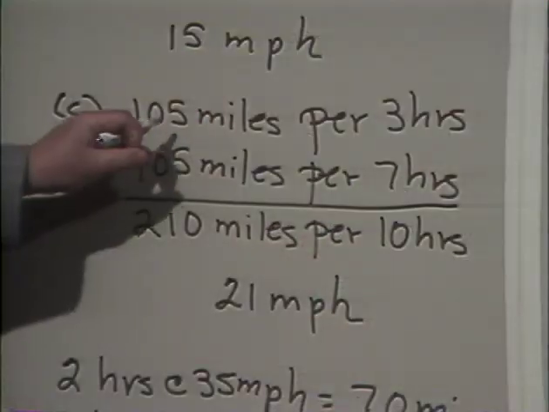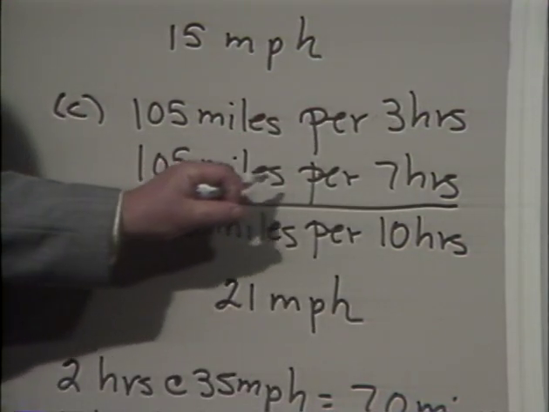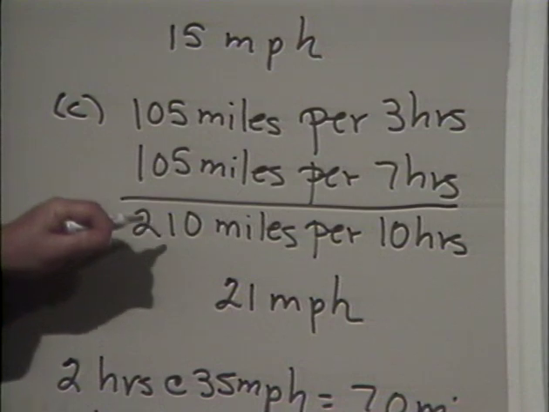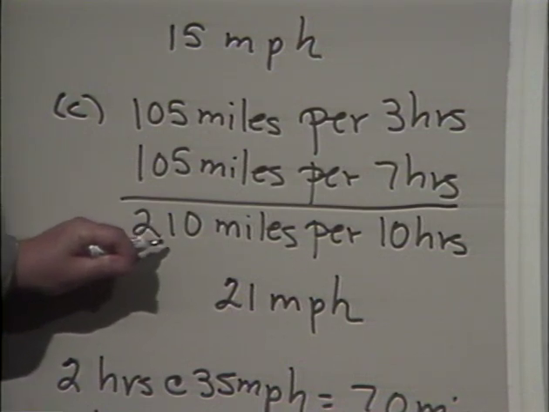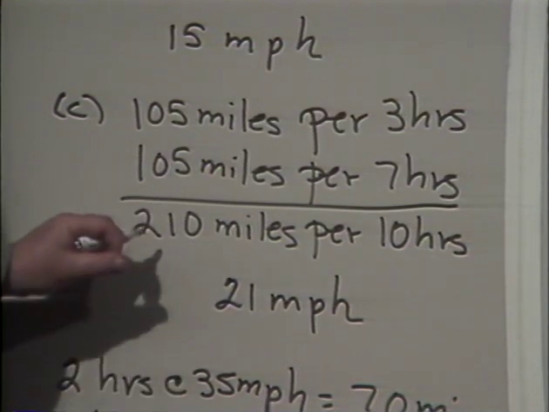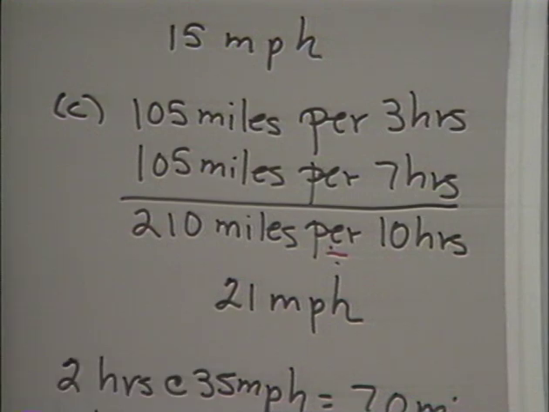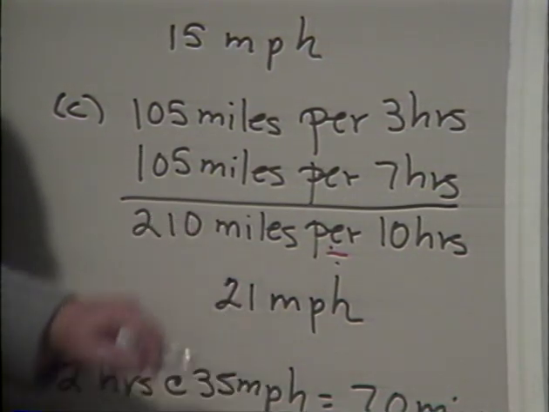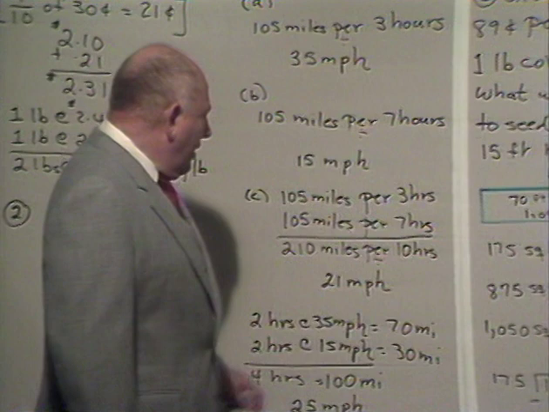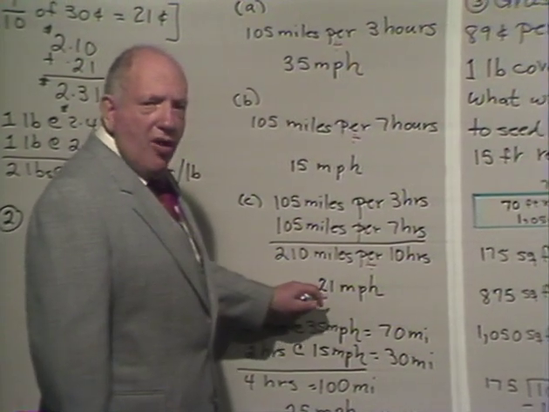The first way you went 105 miles in 3 hours. The second way you did the 105 miles in 7 hours. So altogether you did a total of 210 miles. It took you 3 plus 7 hours, that's 10 hours. 210 miles per 10 hours. Just divide both sides by 10, that's 21 miles per hour.